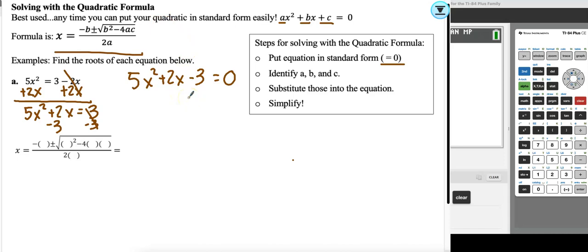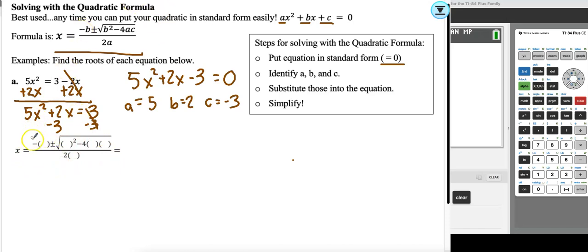All right, so now I can find my a, b, and c. My a is 5, my b is 2, and my c is negative 3. So I'm going to take those numbers and plug them into my equation. I've set you up with this first one to kind of help you out.